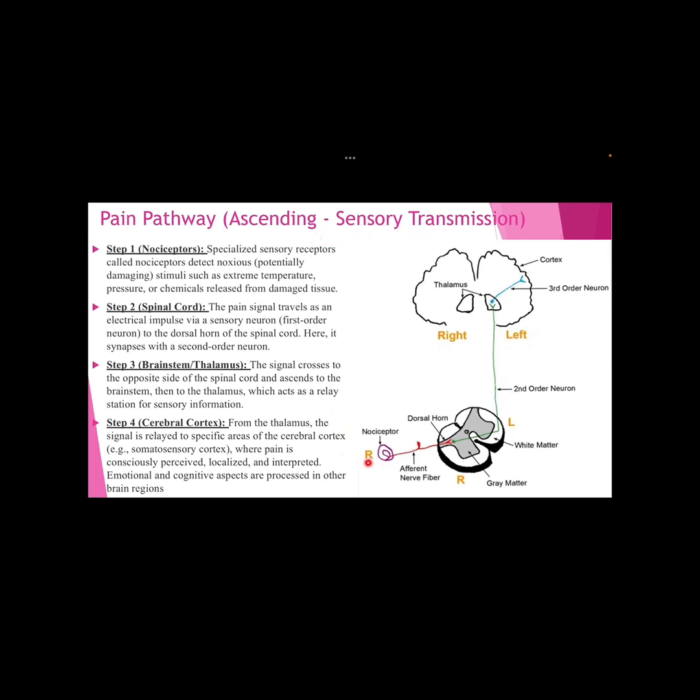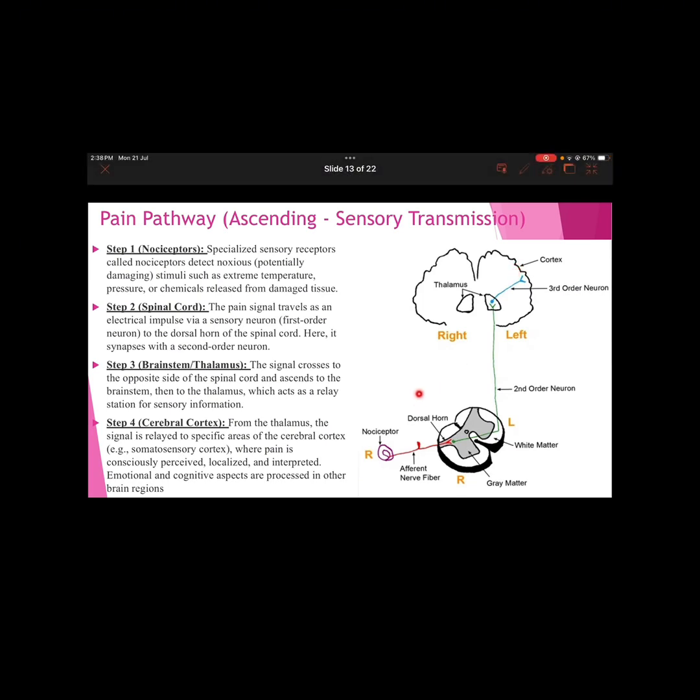For example, let's say that I injured my finger with a knife. The pain will start at nociceptors that are present inside my finger. Those nociceptors are special nerve endings that detect harmful stimuli. They send signals to the spinal cord, then up to the brainstem and the thalamus, and from the thalamus up to the cerebral cortex, which receives the signal, and then I become aware of the pain of the knife.